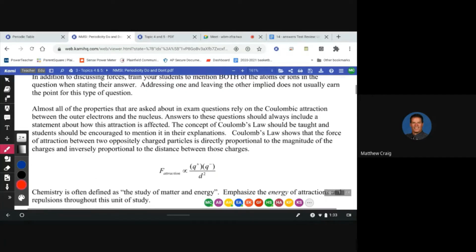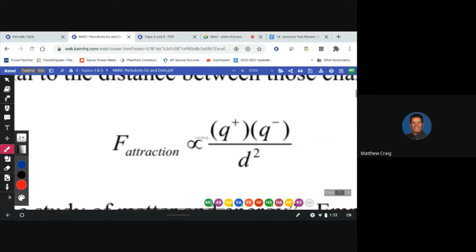Almost all the properties that are asked about in the exam questions rely on Coulombic attraction between the outer electrons and the nucleus. Answers to these questions should always include a statement about how the attraction is affected. The concept of Coulomb's law should be taught, and students should be encouraged to mention it in their explanation. Coulomb's law shows that the force of attraction between two oppositely charged particles is directly proportional to the magnitude of the charge, and it's inversely proportional to the distance of those charges. So it's talking about our favorite equation here.